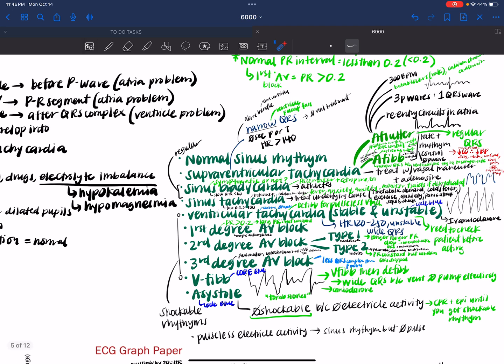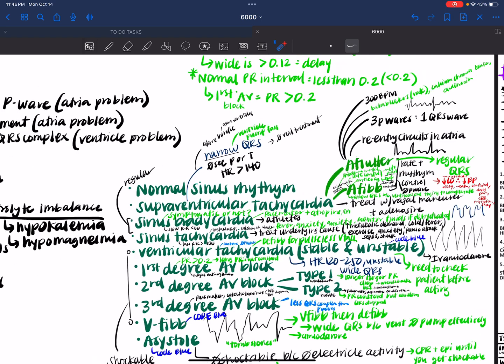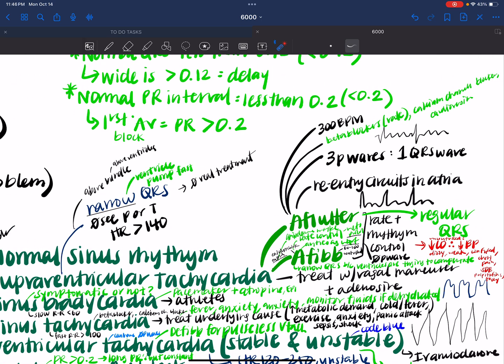Some things about this: you'll see flutter sometimes and AFib. So with all of these you may not see a P wave. Mostly you won't see a P wave for sure, but even this one potentially. A flutter is basically 3 P waves to 1 QRS. Re-entry circuits are in the atria, and you have a very fast heartbeat, like 300. Beta blockers are given to decrease the rate. Calcium channel blockers are given for cardioversion.